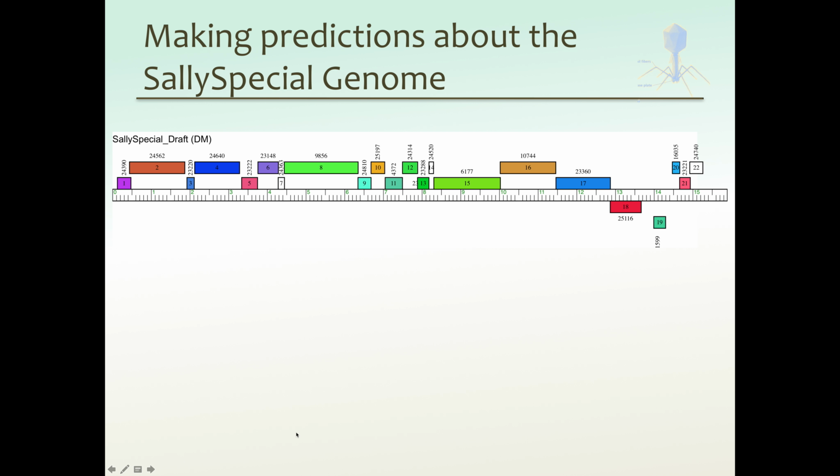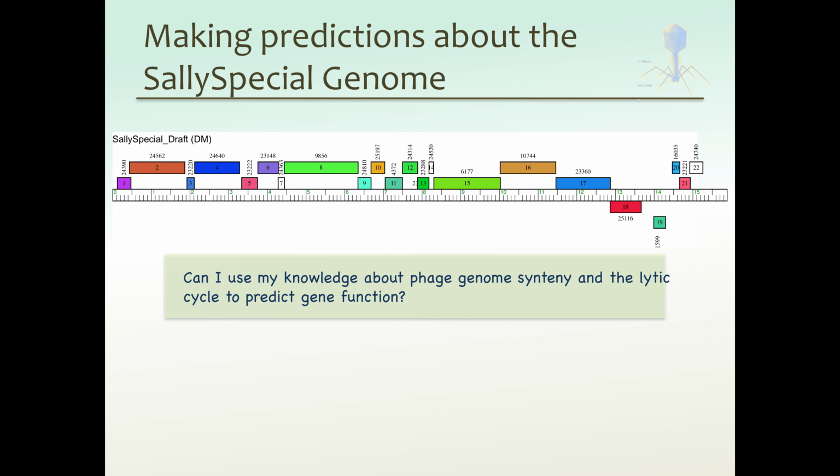So the first thing that I think is important is that you're able to make predictions about the genomes that you're annotating. I'm using the example of Sally's special genome because it's very small, and the majority of the genes in this genome are actually structural proteins. So can I use my knowledge about the phage genome synteny and the lytic cycle to predict gene function?